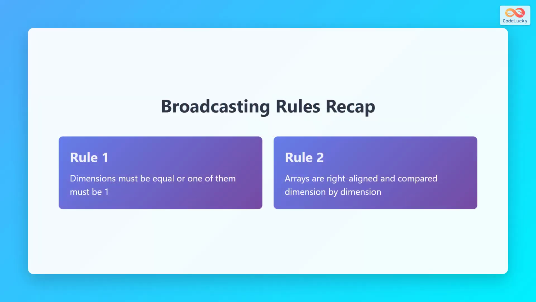To understand why errors occur, let's quickly recap the two fundamental broadcasting rules. Rule 1 states that dimensions must be equal, or one of them must be 1. Rule 2 tells us that arrays are right-aligned and compared dimension by dimension. These rules determine whether two arrays can be broadcast together. When these rules are violated, you get a broadcasting error.